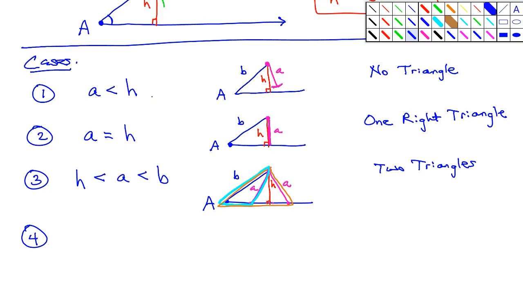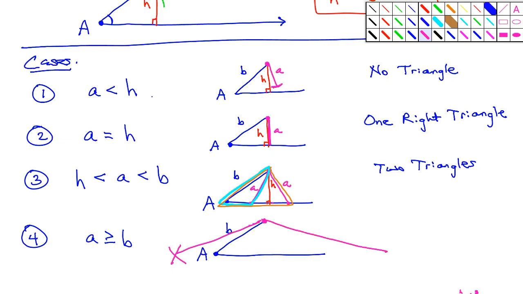Our last case is when A is greater than or equal to B. In this case, A is going to come off the vertex, and it's longer than B, so there's no way that it can come out to the left here. Let me try to draw that. There's no way, because then it would never intersect over there. But it is long enough to intersect the ray, because the ray goes on forever. Let me draw that out a little bit. And so we do get one triangle.